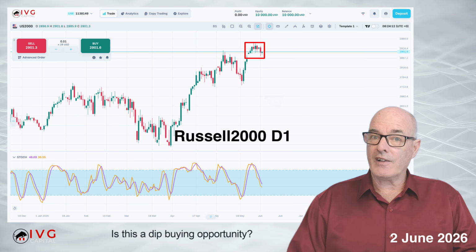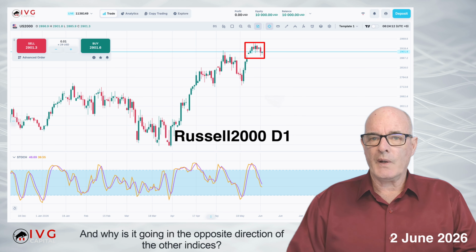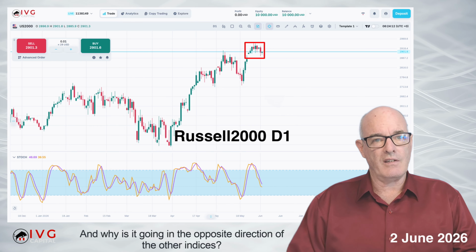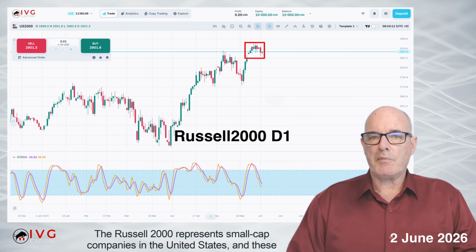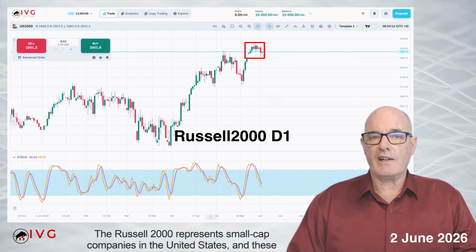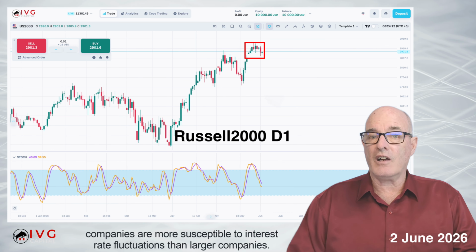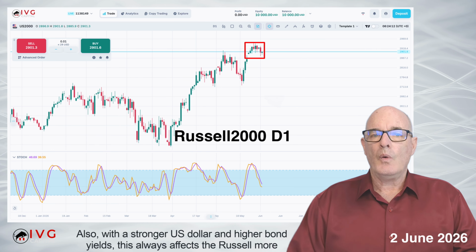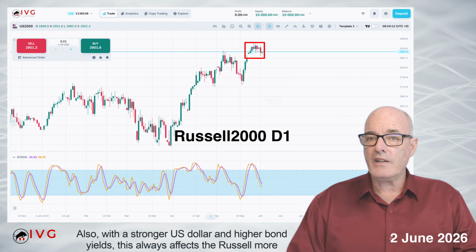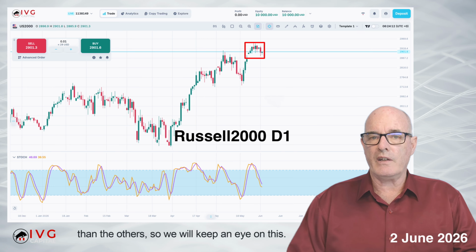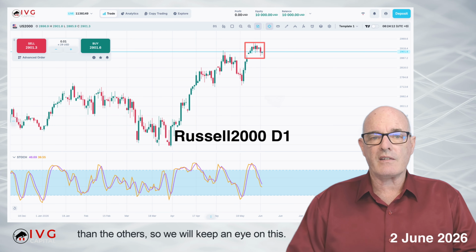Is this a dip buying opportunity? And why is it going in the opposite direction of the other indices? The Russell 2000 represents small cap companies in the United States, and these companies are more susceptible to interest rate fluctuations than larger companies. Also, with a stronger US dollar and higher bond yields, this always affects the Russell more than the others, so we will keep an eye on this.